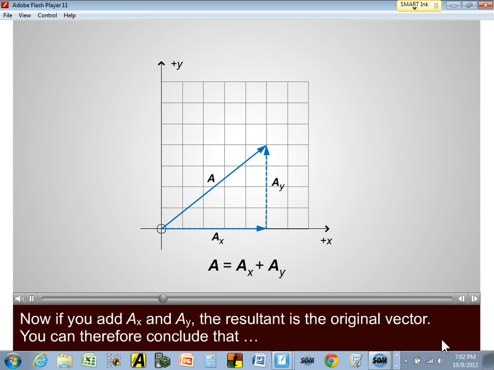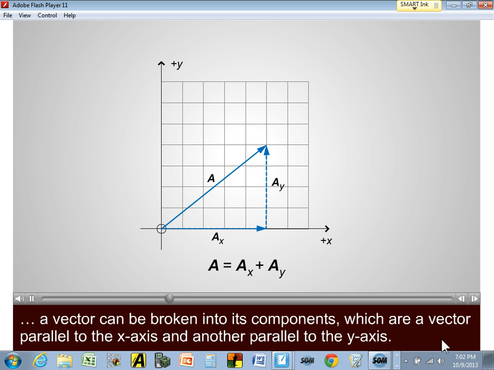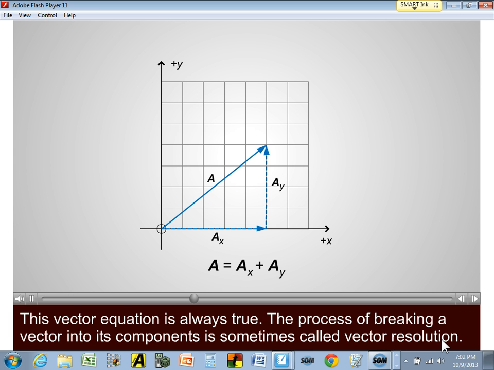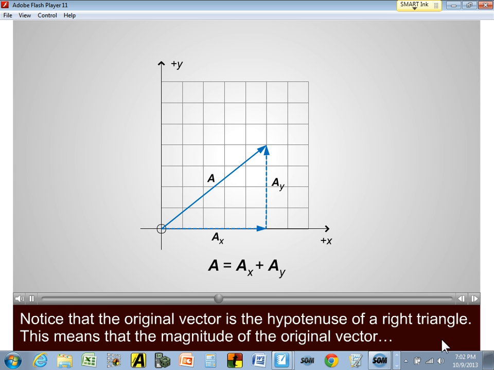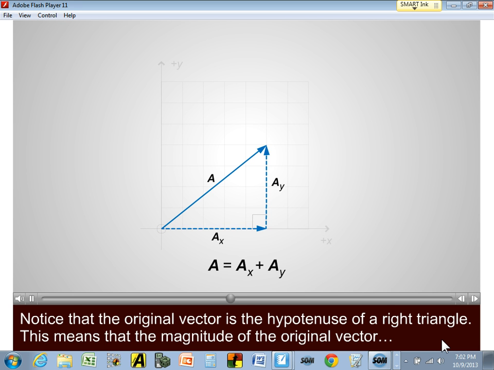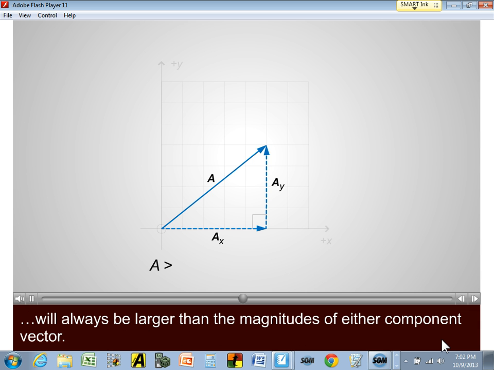You can therefore conclude that a vector can be broken into its components, which are a vector parallel to the x-axis and another parallel to the y-axis. This vector equation is always true. The process of breaking a vector into its components is sometimes called vector resolution. Notice that the original vector is the hypotenuse of a right triangle. This means that the magnitude of the original vector will always be larger than the magnitudes of either component vector.